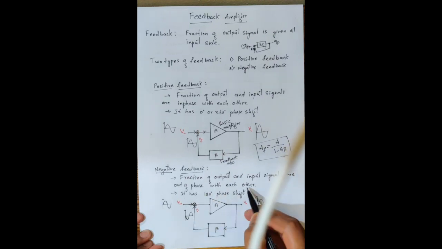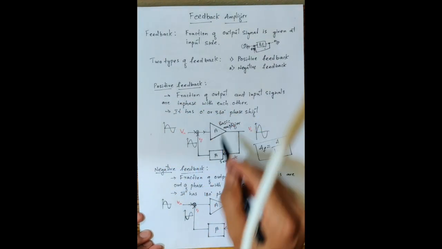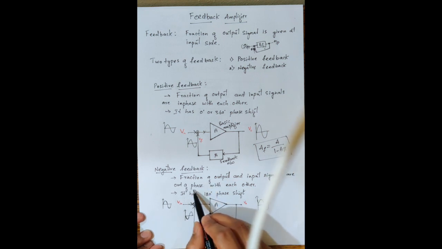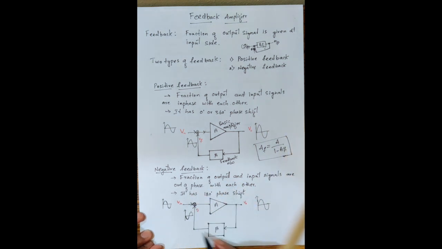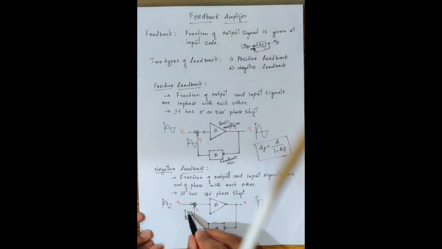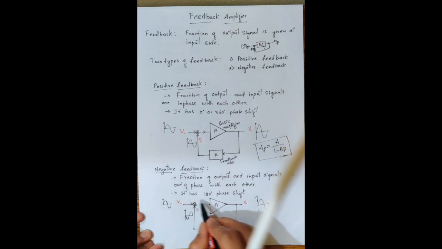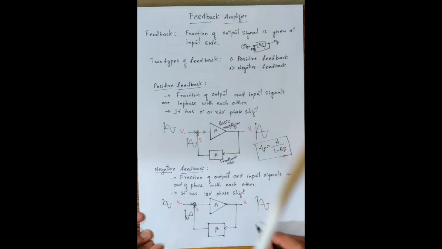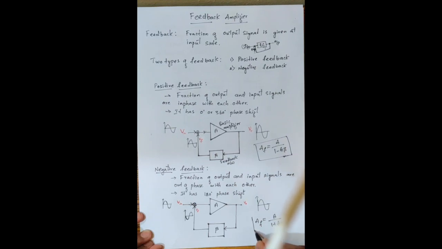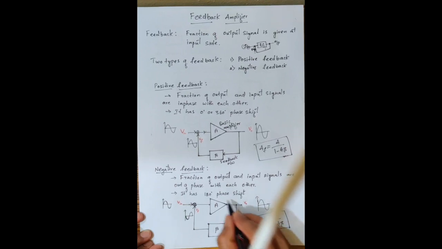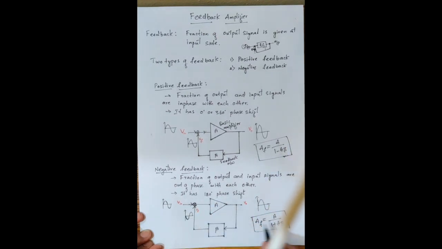Next is negative feedback, where negative feedback is nothing but a fraction of the output signal and the input signal are out of phase with each other. In case of positive feedback, it is in phase with each other. In case of negative feedback, it is out of phase with each other. So if you consider the same feedback amplifier here, the input signal and the fraction of the output signal both will be out of phase with each other. Here it is a 180 degree phase shift. So the total gain of a negative feedback amplifier is A divided by 1 plus A beta. This is the total gain of the negative feedback amplifier, that is A by 1 plus A beta.